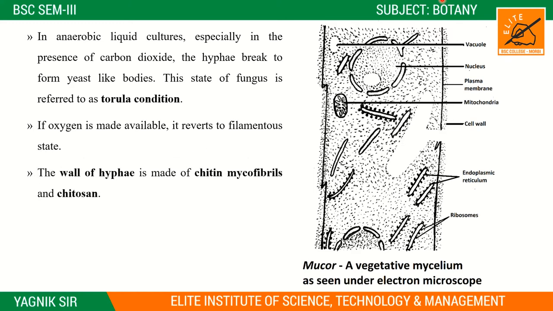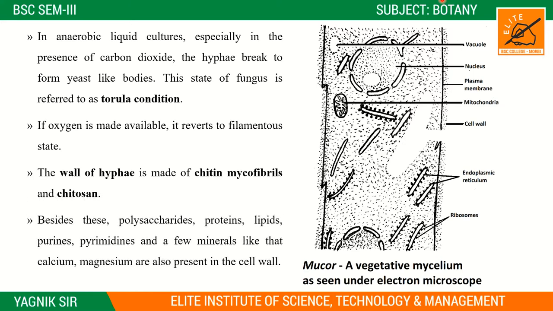And the wall of the hyphae is made up of chitin. So normally the fungal cell wall is made up of chitin. In very rare cases this cell wall is made up of fungal cellulose and glucans, right? And mostly this wall is made up of chitins. So here are other different forms of chitin, like chitin microfibrils and chitosan. These are other forms of chitin, right?